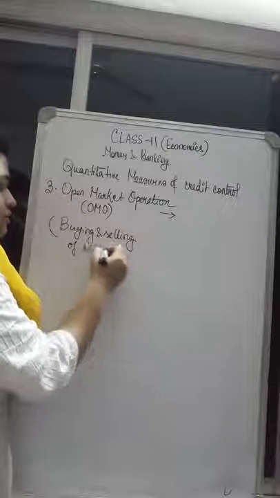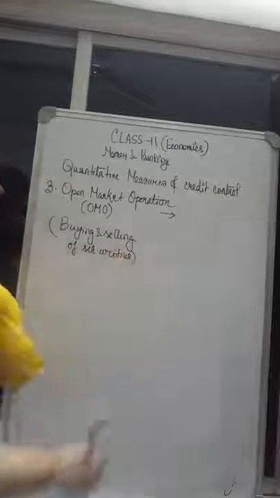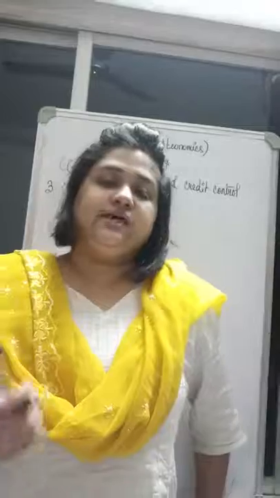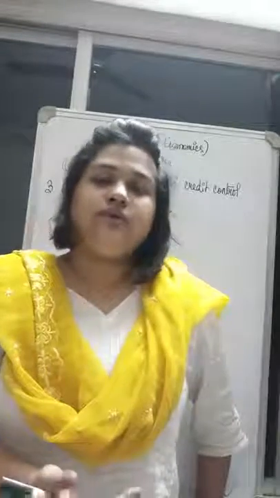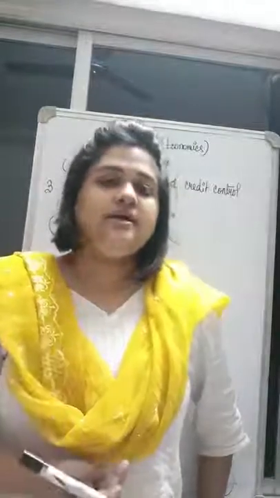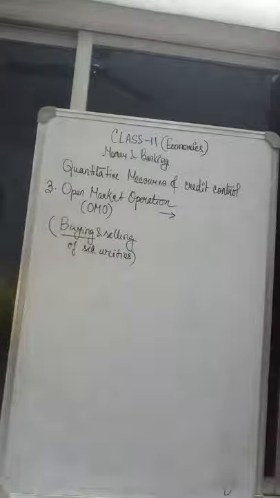Now with whom does this buying and selling take place? Now it is only in open market operation where you will see that central bank comes in contact not only with commercial banks but also general public. That means the buying and selling happens in between central bank on one side and on the other side commercial banks and general public.